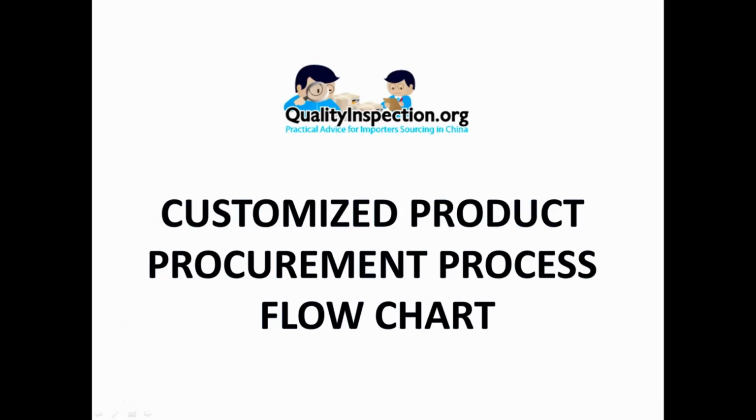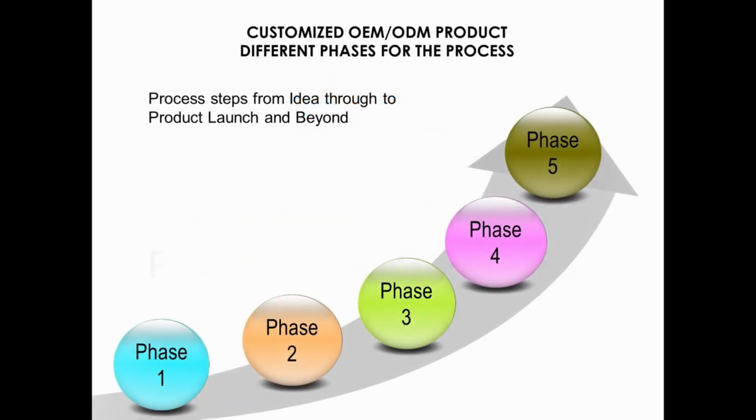Welcome to this video where we'll be discussing the steps involved with the procurement process for a highly customized product. The process is broken down into 5 phases, which covers initial concept idea through to production launch and beyond.